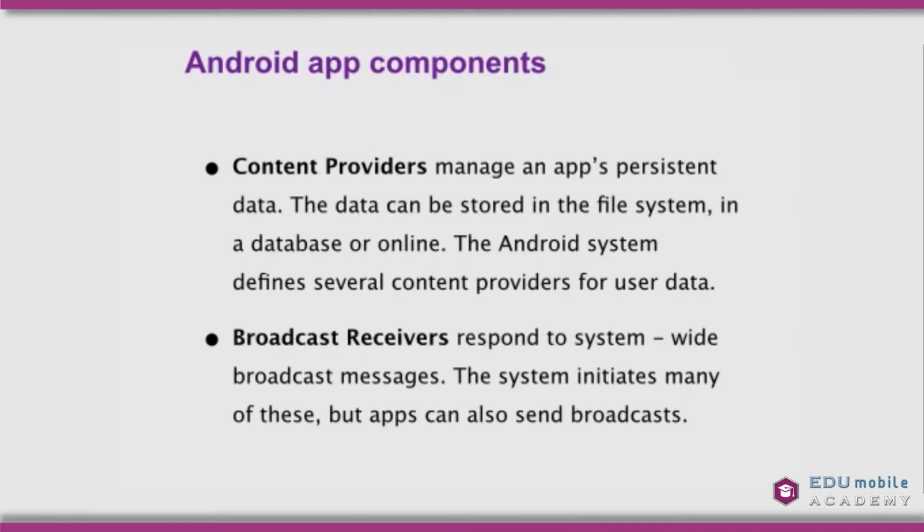The fourth kind of component that we deal with is called a broadcast receiver. Broadcast receivers exist to respond to system-wide messages, and these are called broadcast messages. The system will initiate many of these, low battery, for example. But apps can also send broadcasts for other apps to receive. So we have activities, user interfaces; services, background tasks; content providers, data access; and broadcast receivers, in other words, things that respond to system-wide events.